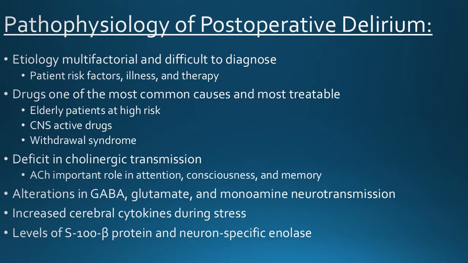After cardiac surgery, there appears to be a component of brain injury as evidenced by changes in serum levels of S100 beta protein and neuron-specific enolase. This mechanism could possibly explain why patients undergoing cardiac surgery are at a higher risk for the development of post-op delirium. Increases in S100 beta protein have also been observed after abdominal surgery and appear to be related to the development of post-op delirium.